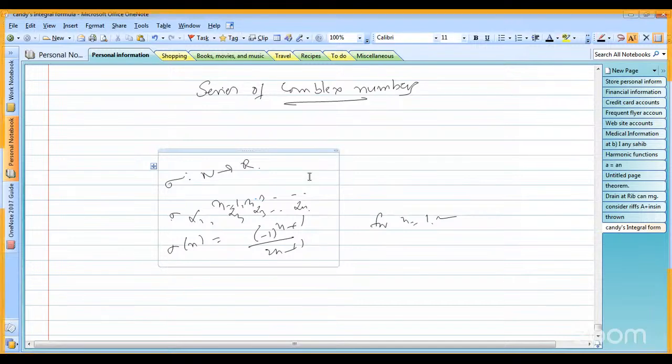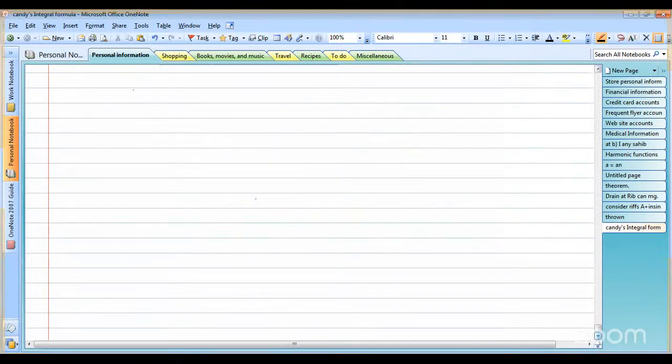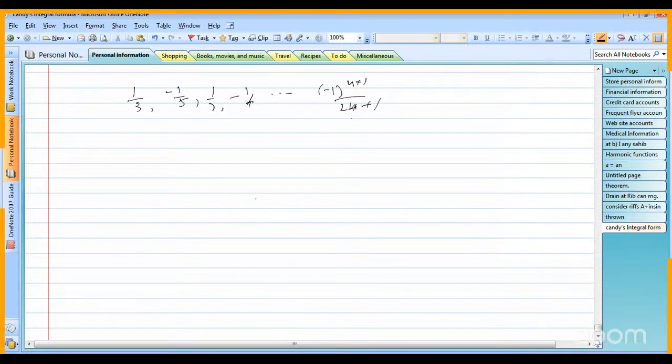So series of the complex numbers we are taking here, sequence of the series of the real numbers, sequence of the complex numbers, series of the complex numbers. So sigma n is equal to minus 1 by 4n plus 1 by 2n plus 1. Therefore n is equal to 1, 2, 3, is given by 1 by 3 minus 1 by 5, 1 by 7 minus 1 by 8, and so on, writing it minus 1 to the n plus 1 by 2n plus 1. So this is all even in our number 1 by 3, 1 by 7 minus 1 by 5, 1 by 9. Or we are taking a second one.